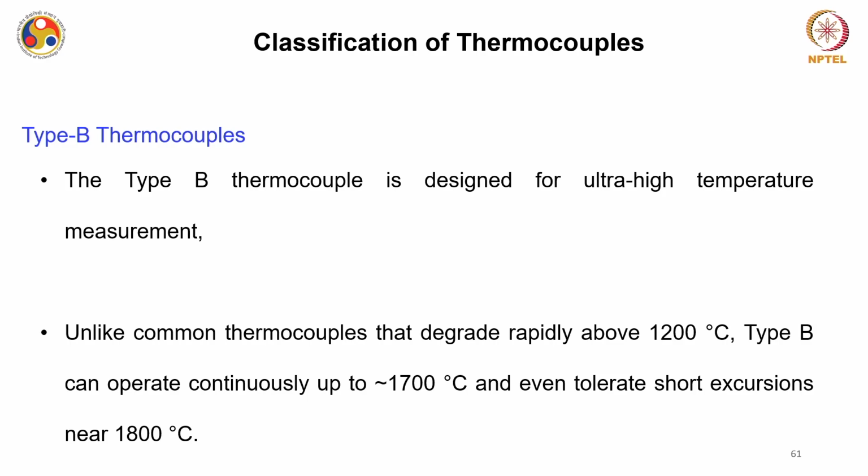Okay. Then we have type B thermocouples. The type B thermocouple is designed for ultra high temperature measurement, and unlike the common thermocouples that degrade above 1200 degrees Celsius, type B can operate continuously up to 1700 degrees Celsius and can even tolerate short bursts of around 1800 degrees Celsius, and that's why wherever you read, you will find that the range of type B thermocouples is up to 1800 degrees Celsius.